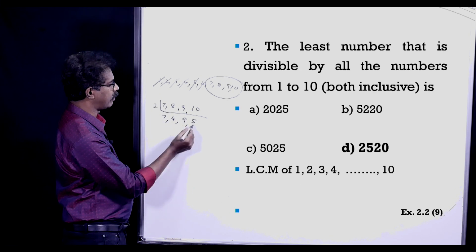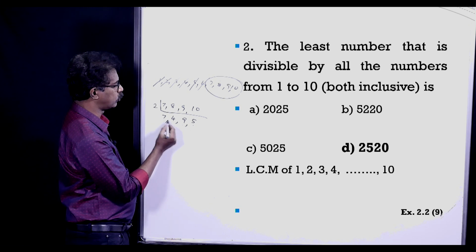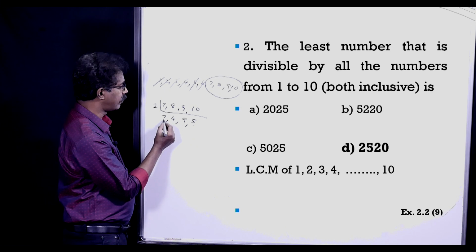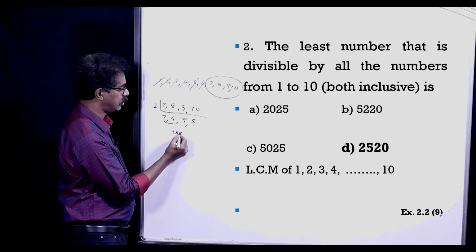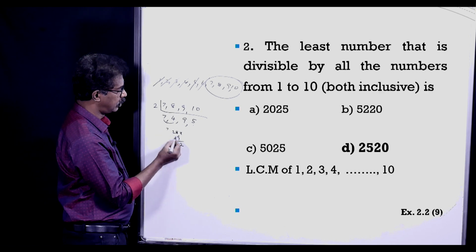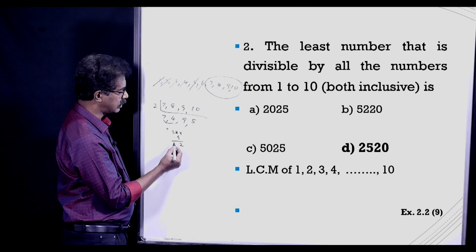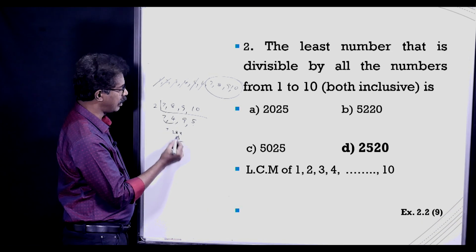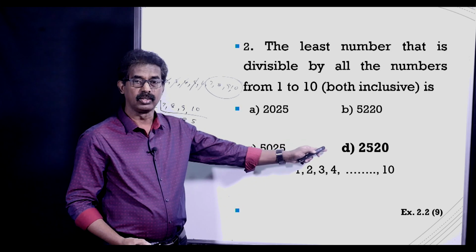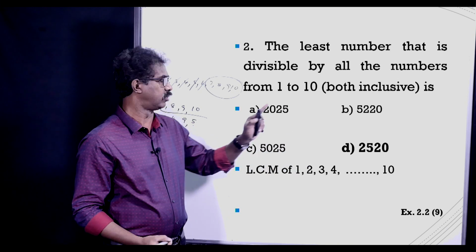So, if you multiply 5 2s are 10, 7 4s are 28, 28 into 9, you multiply and you attach 0. 7 4s are 28, right? 28 into 9, you do that, 9 2s are 18, plus 7, 25, and 5 2s are 10. So, the answer is 2520. The correct answer is the fourth option.